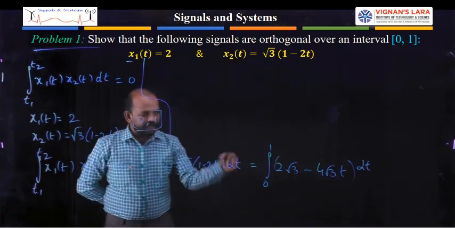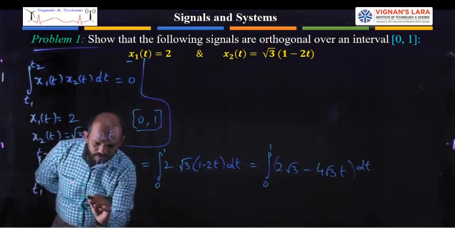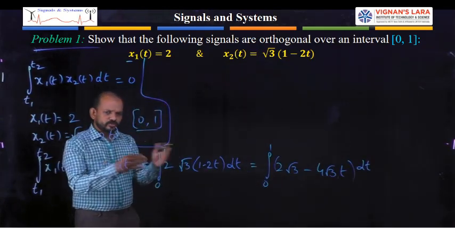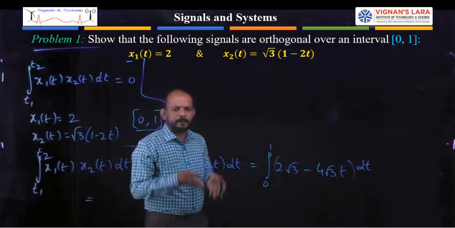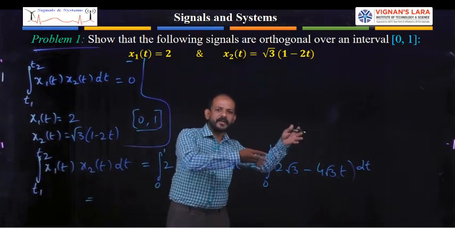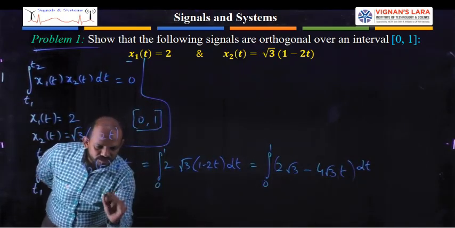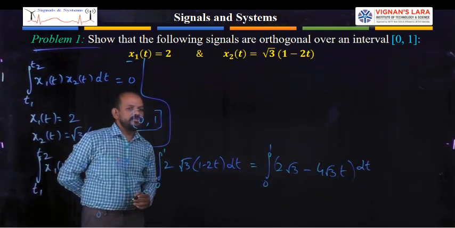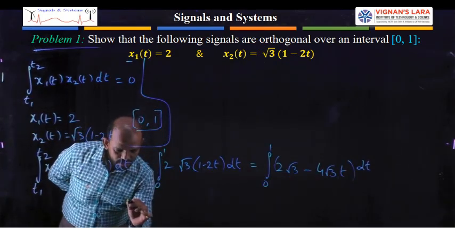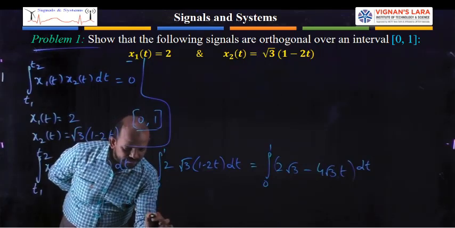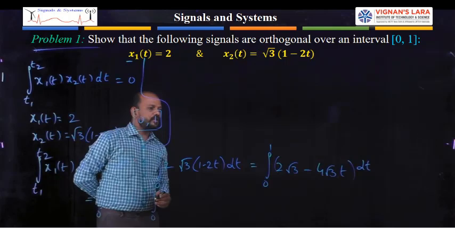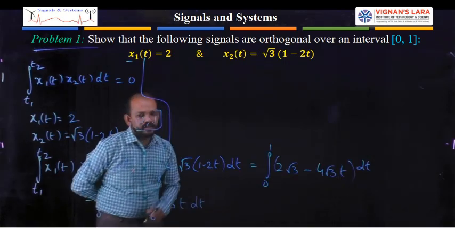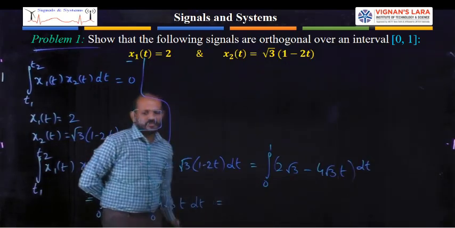First thing, again that will be equal to, so for that you can separate those two. The integral of a minus b dt is the integral of a dt minus the integral of b dt. So you can write it like this. So what is the answer? The integral from 0 to 1 of 2 root 3 dt minus the integral from 0 to 1 of 4 root 3 t dt. Okay, I separated.